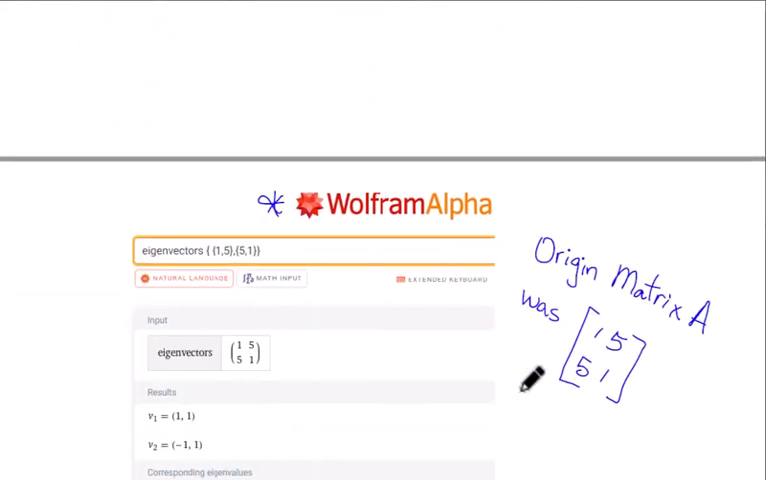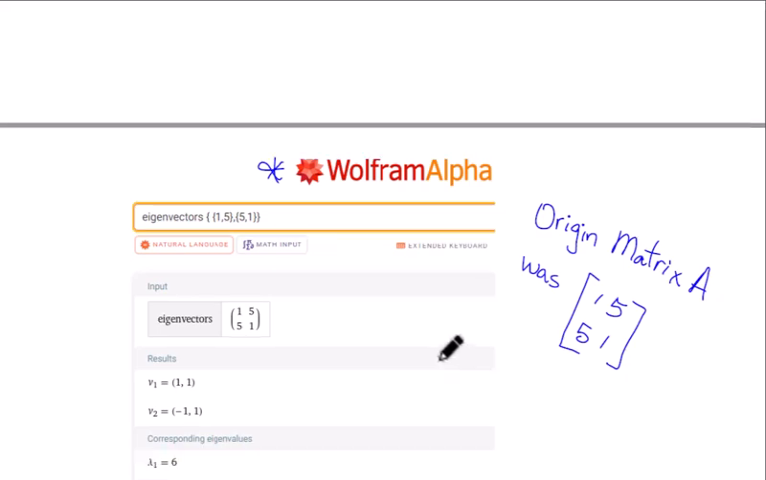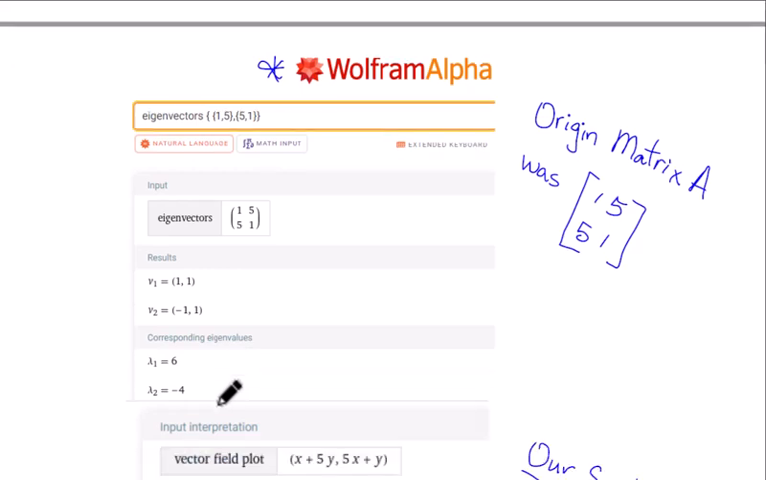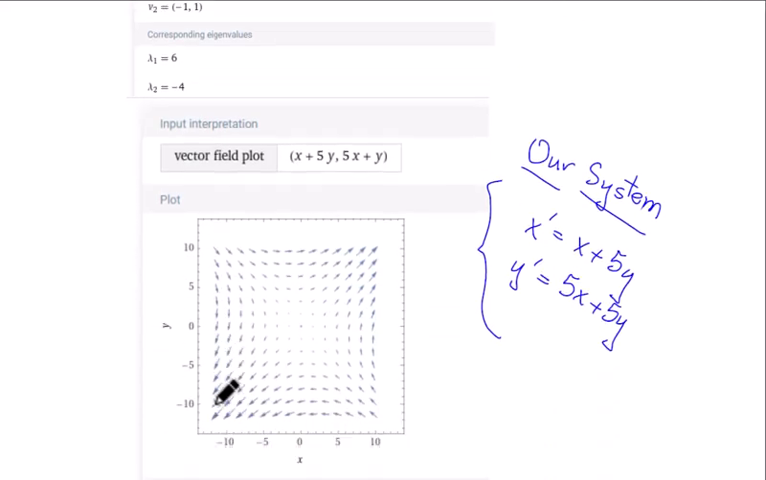Now, you can also do this with Wolfram Alpha or Mathematica. You can ask, what are the eigenvectors of our original matrix? So you just put in the first row, second row. It tells you what it's doing, and then it gives you the eigenvectors and the eigenvalues. So again, use tools to help you out, check things, and make sure you're doing it the right way.